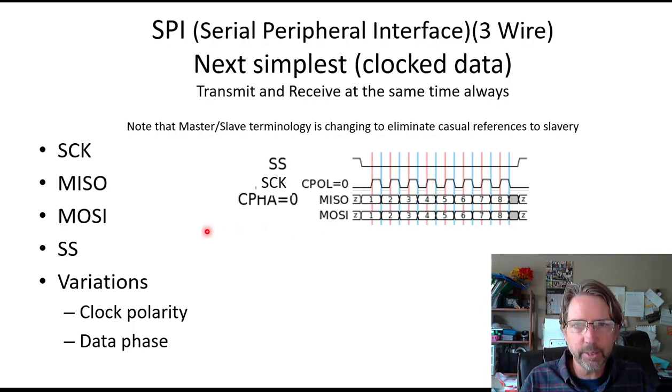The lines are, you need 4 wires, even though it's called a 3-wire protocol. You need 4 wires. You have the clock line.